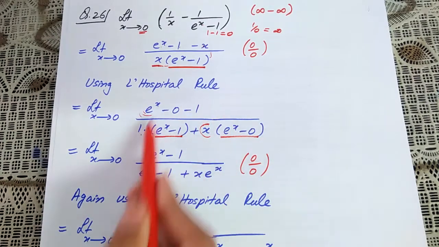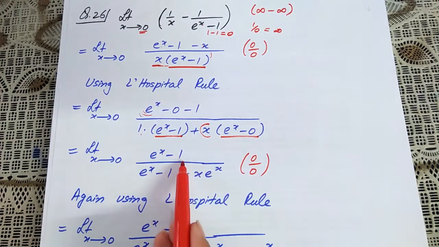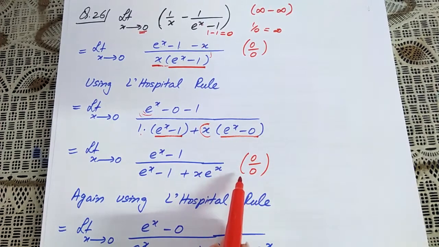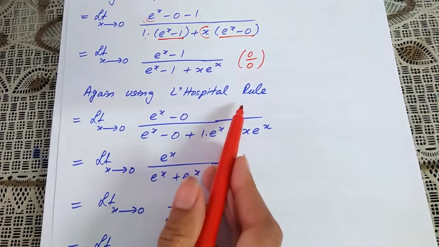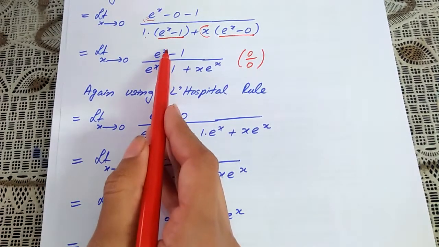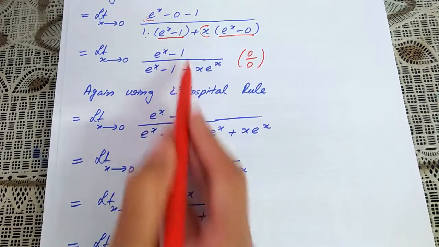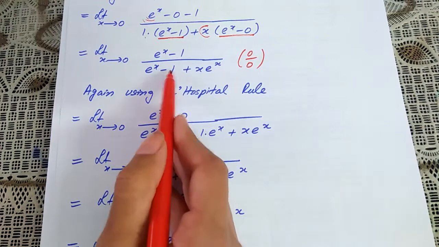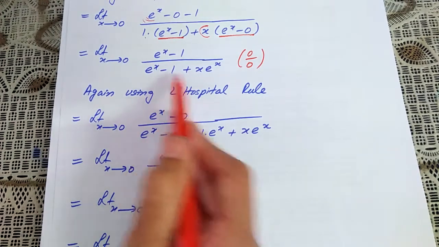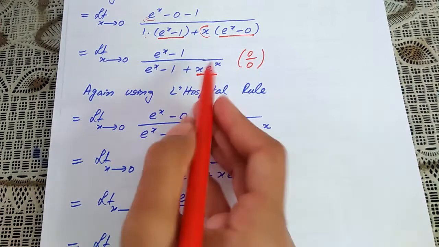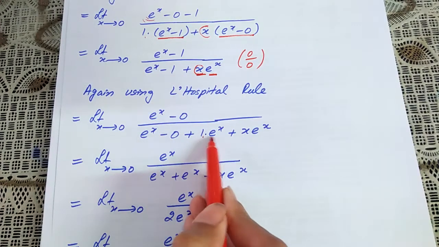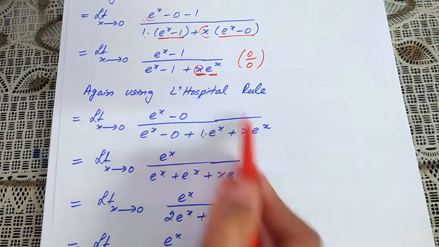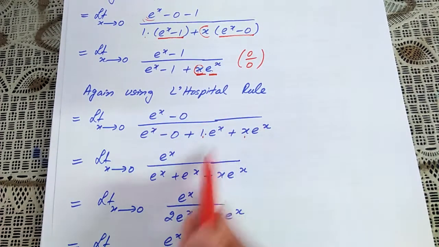Just simplify all these terms. We get e raised to power x minus 1 over e raised to power x minus 1 plus x e raised to power x, that is 0 by 0 form. Again, using the L'Hopital rule. E raised to power x has the derivative e raised to power x and 1 has the derivative 0. 1 will have derivative 0 because it is a constant. Use the product rule here now. Take the derivative of x and keep e raised to power x as it is. Now, keep x as it is and take the derivative of e raised to power x.